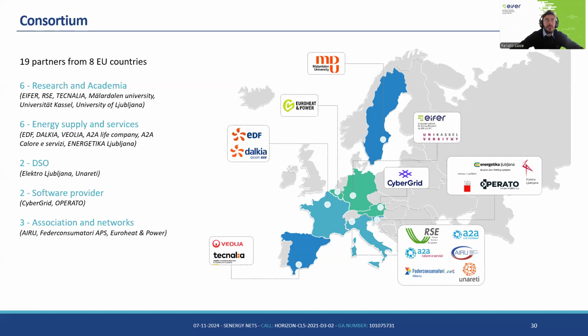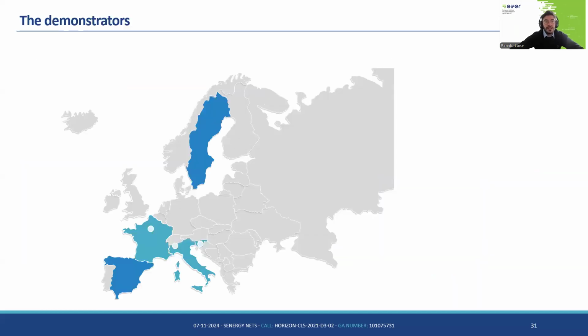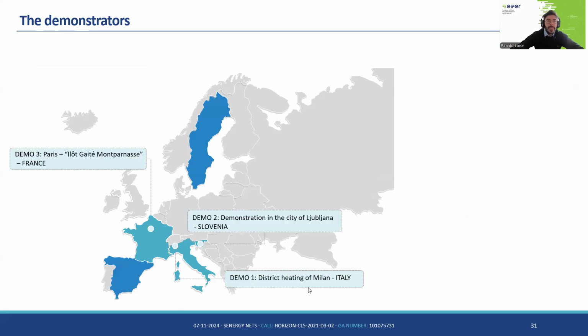As I said before, we have 3 demo sites that you can see here. They are respectively in Italy, in the city of Milan, in Slovenia, in the city of Ljubljana, and in France, in the city of Paris. The first 2, Milan and Slovenia, are mainly focusing on city headquarter applications, while the third one in France is more focusing on a commercial center, which is named Îlot Montparnasse.